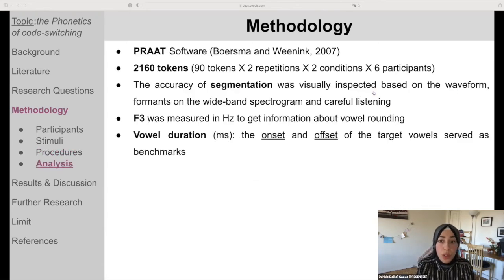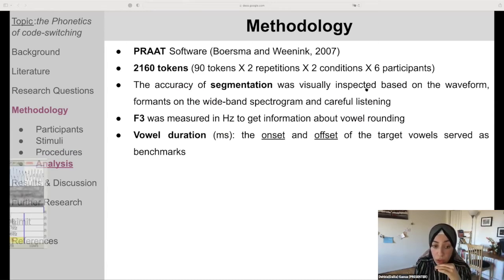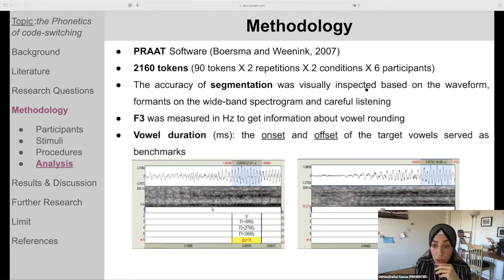For the analysis, we used Praat software to analyze the tokens, and we had a total of 2,160 tokens. We used F3 to measure the roundedness. For the vowel duration, we segmented the vowels according to the onset and offset of the vowel, as you see on the screen here on the spectrogram.